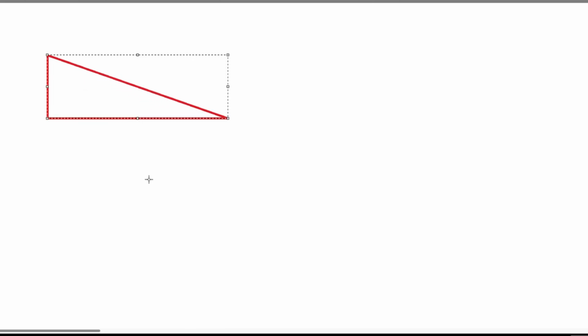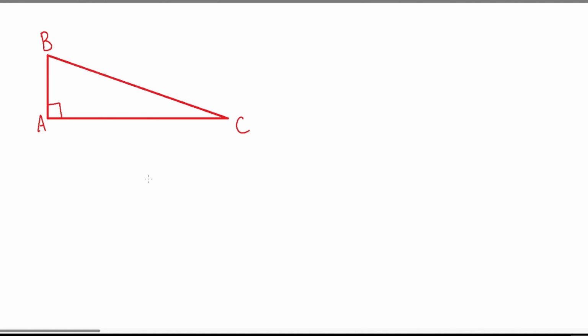Here we have a right triangle. This triangle is triangle ABC. Triangle ABC is a right triangle at angle A. So angle A is a right angle.